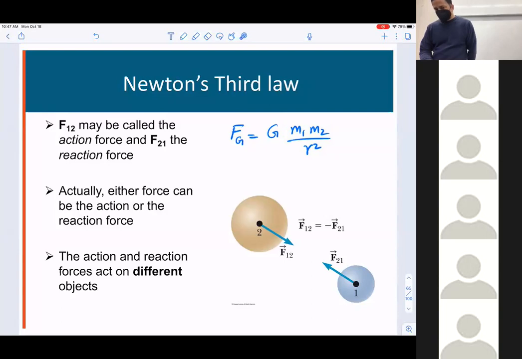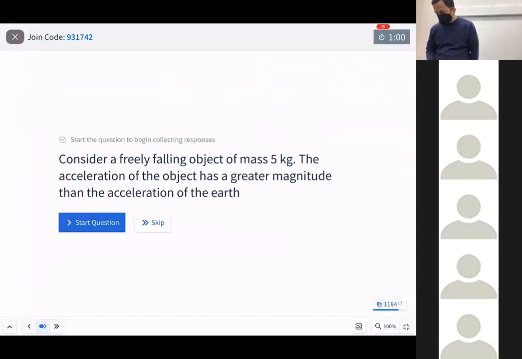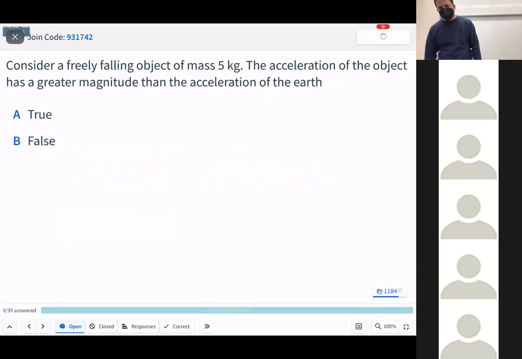And now comes the next question, which was kind of alluded to in this last comment on Zoom. So let's see the following. Consider a freely falling object of mass 5 kilograms, same thing again. The acceleration of the object has a greater magnitude than the acceleration of the Earth. Is this statement true or false? So let's think about that. And I'll give you a hint. Think about Newton's second law. Newton's second law has to do with acceleration. See if you can figure this question out.